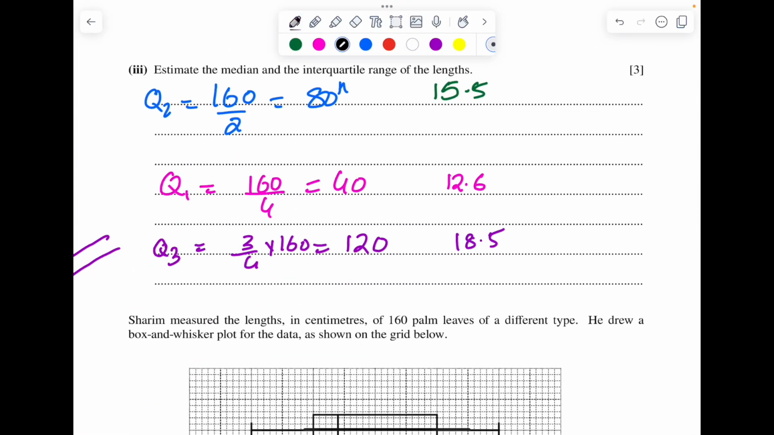So what's going to be the interquartile range? 18.5 minus 12.6, which is going to be nothing but how much? 5.9. That's going to be the answer.